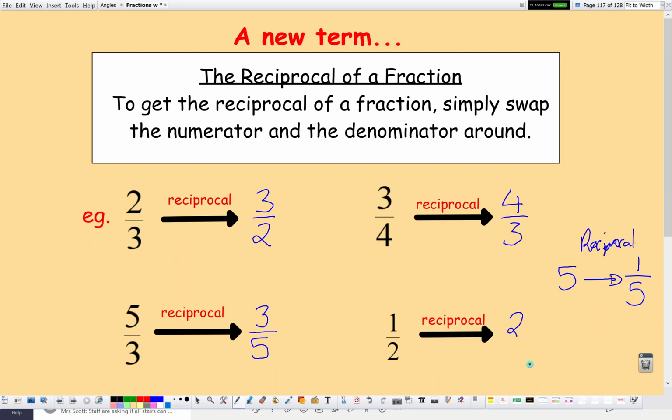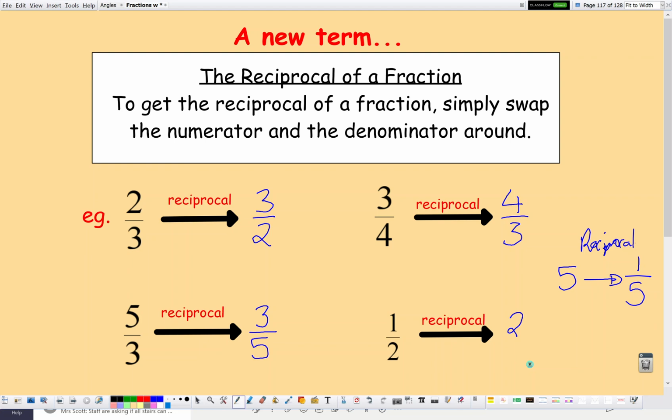Alright? So why are we doing this? Why are you telling me to flip fractions upside down? Well, because when we are dividing fractions, this reciprocal is part of the process. The next screen we're just going to read through. I don't want you to copy any of the next slide.